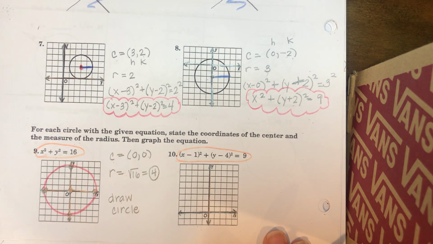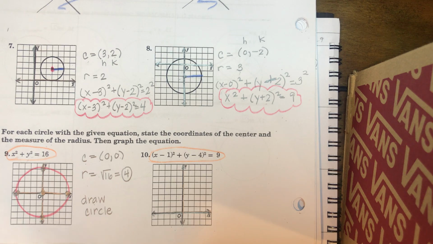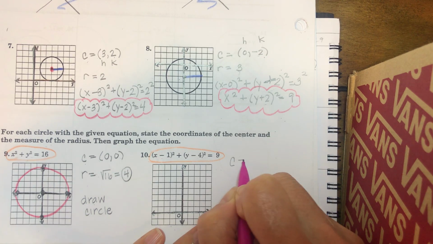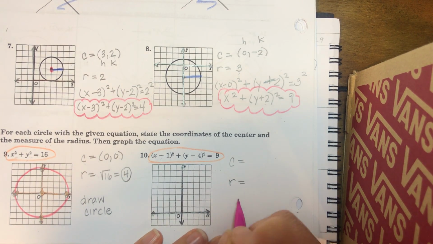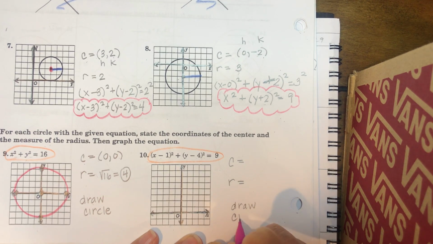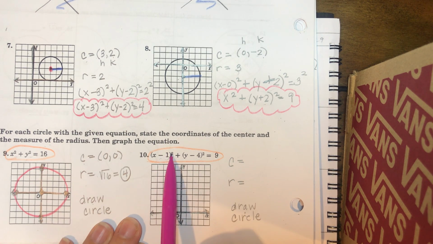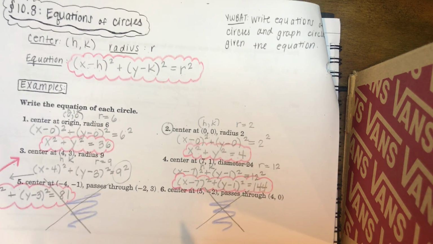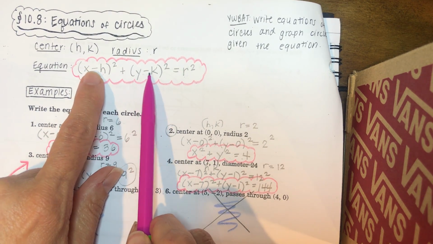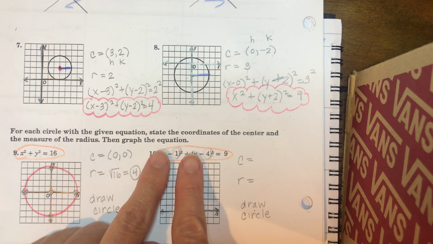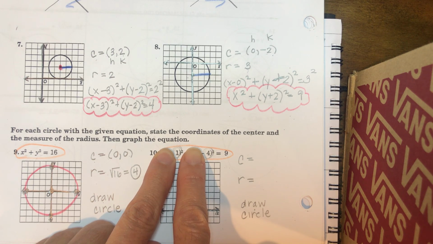All right, let's try number 10. So number 10, the center point is not 0, 0 because I have some numbers here. So I need my center, my radius, and then I need to draw a circle. Okay, so my center point. So I know my center point has to do with these numbers. All right. So remember, in our formula, those negatives were already there. So we just want to know what h and k are. So the negatives are already here. So our center point is just 1, 4.